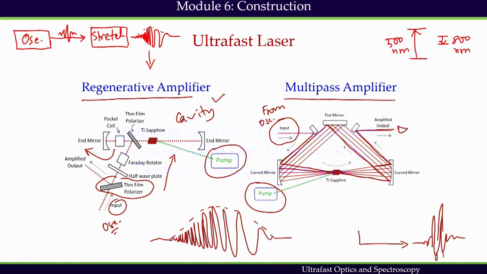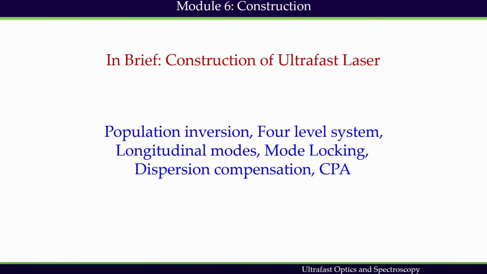So with this we have come to the end of this module. In this module we have studied construction of an ultrafast laser, different properties of ultrafast pulse propagation have been discussed, and those properties have been used to think about how to build an ultrafast laser. We have discussed population inversion, the 4-level system, longitudinal modes, mode locking, dispersion compensation, and finally the scheme of chirped pulse amplification. We'll meet again for the next module.